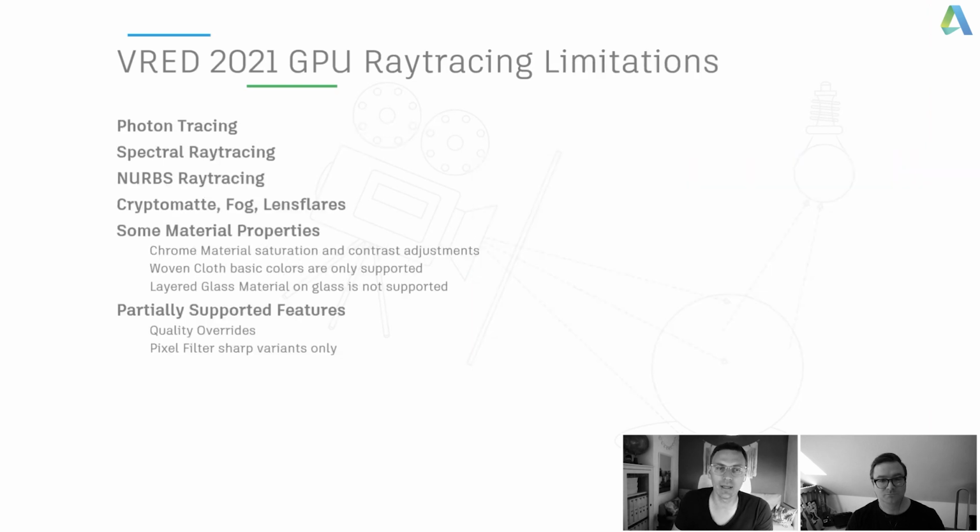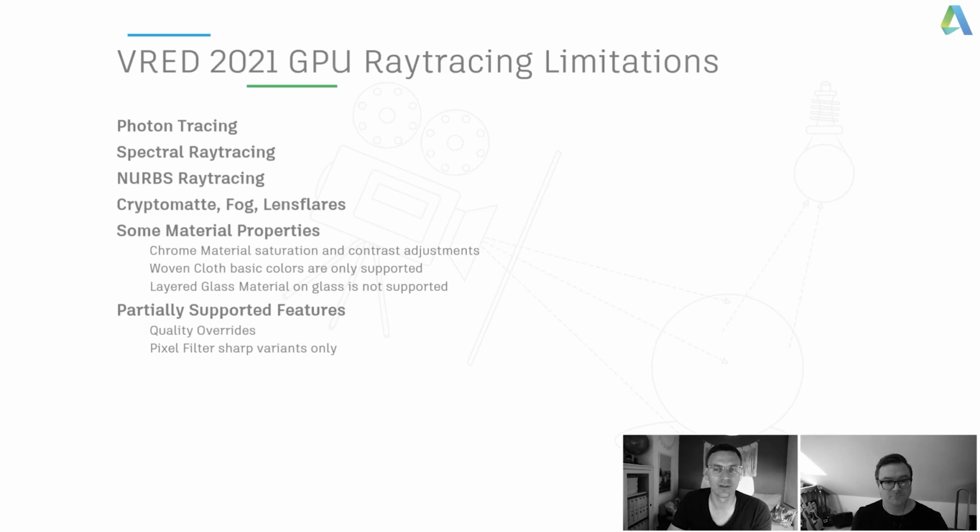There are still some limitations. Photon tracing, for example, does not work yet. That's due to the fact that we wanted to release GPU ray tracing for 2021, so we had to make the call that a couple of features were not ready at this point in time. Same goes for cryptomats, fogs, lens flare, some material properties, and some only partially supported features, such as the quality overrides in the render settings and the pixel filters. There are also features like spectral rendering and NURBS ray tracing, which are quite challenging to realize on the GPU. It's not impossible to implement them, but it will be a lot more challenging for us.